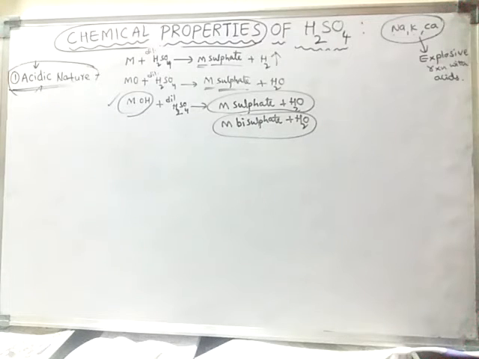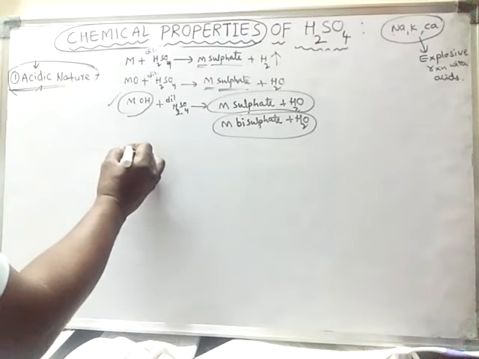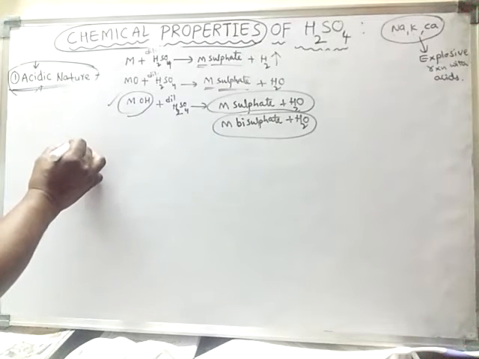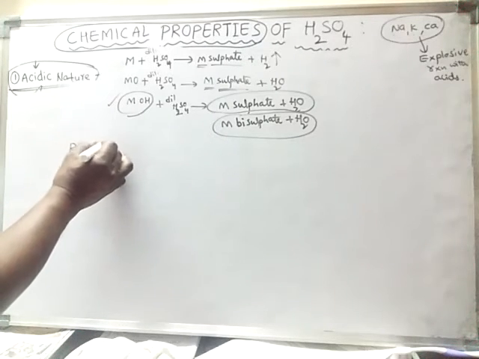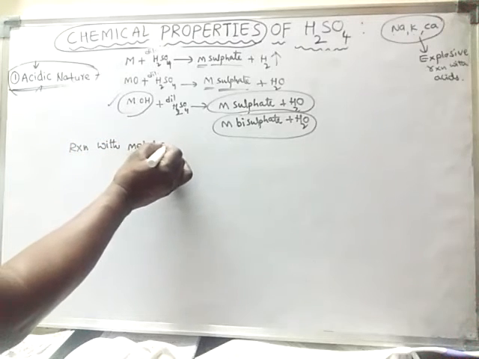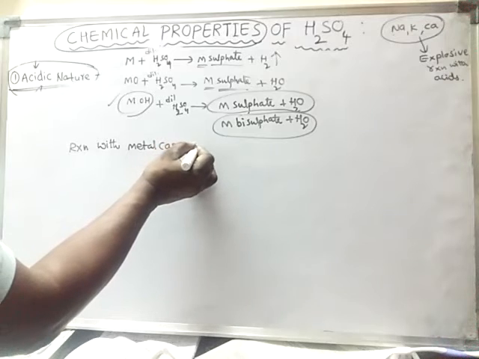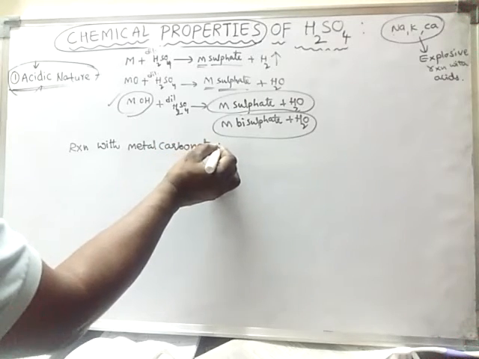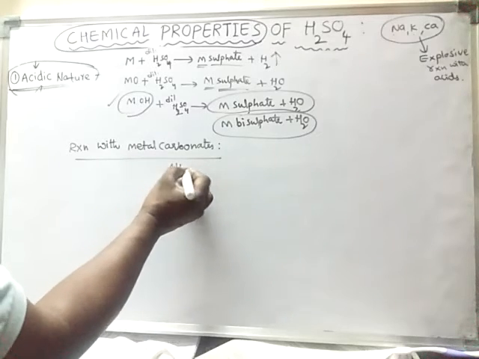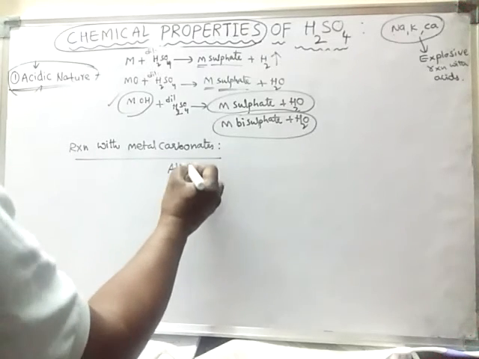Right? Next, the next type of chemical reaction is with metal carbonates. Reaction with metal carbonates. See, all metal carbonates react with the dilute sulfuric acid.